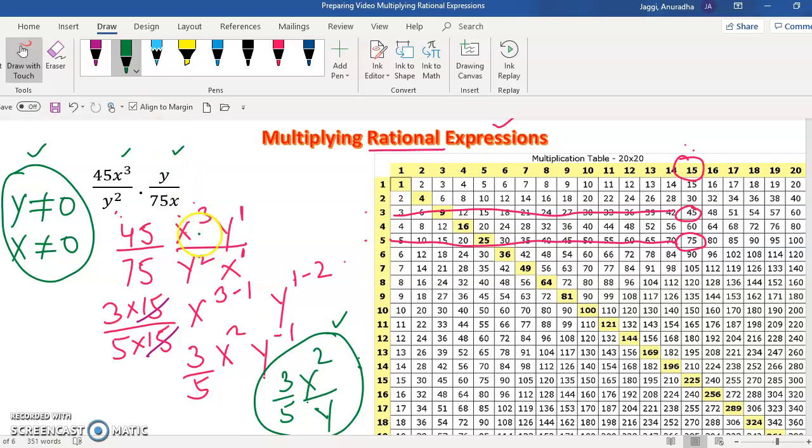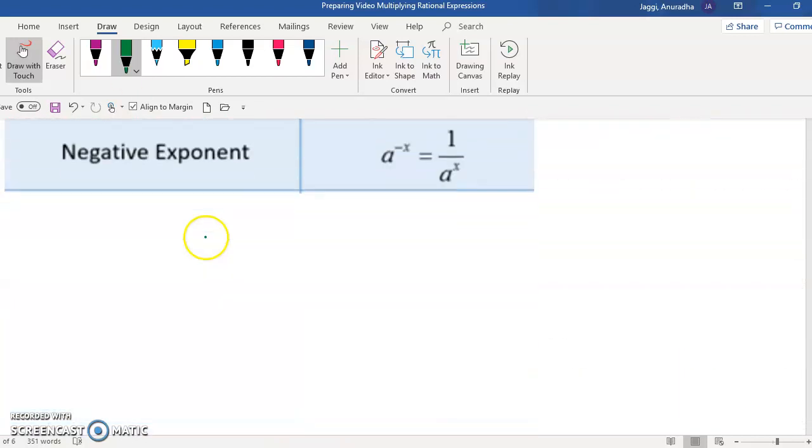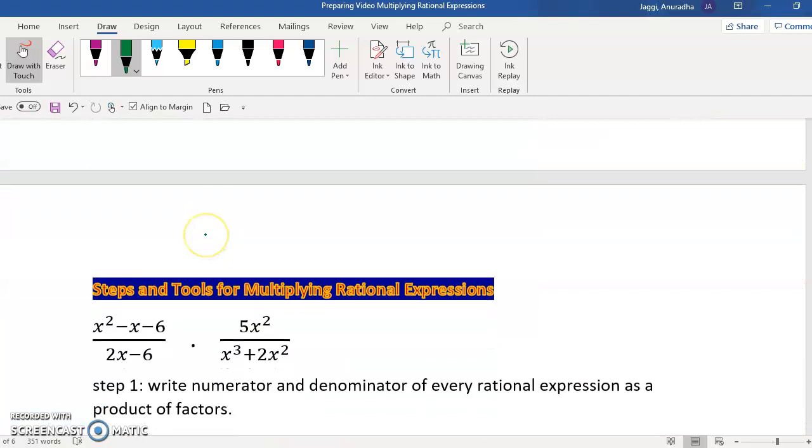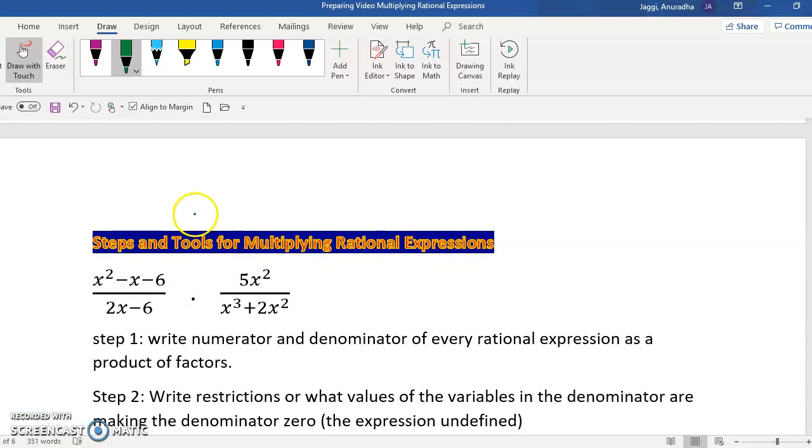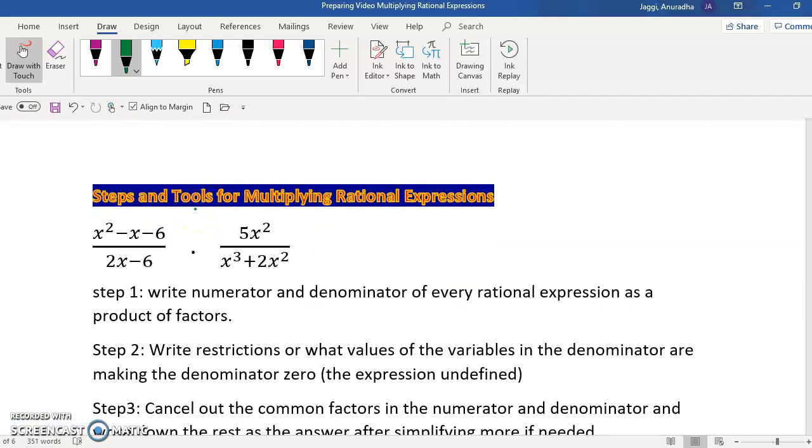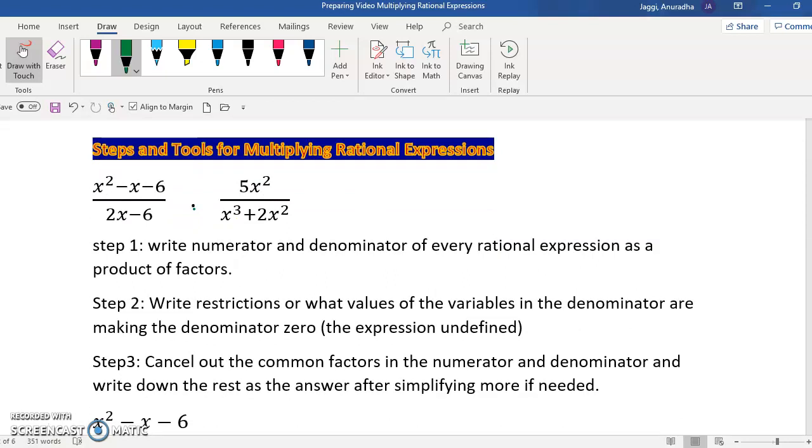Okay, let's move on to another example, and we also quickly go over the steps and tools for multiplying rational expressions here. So look at this. I have a rational expression. The numerator is a quadratic trinomial. I will be factoring it by the x method. The denominator here is a linear binomial.